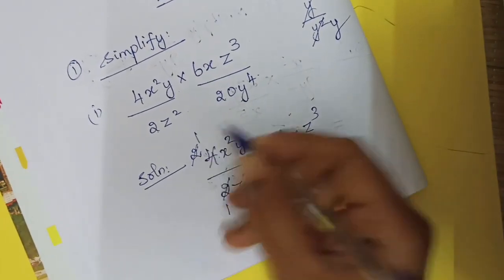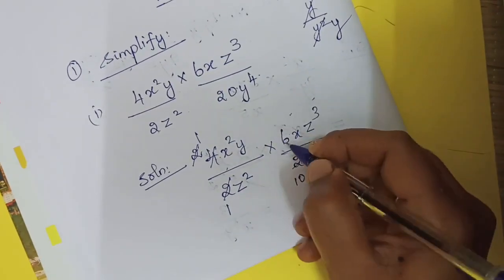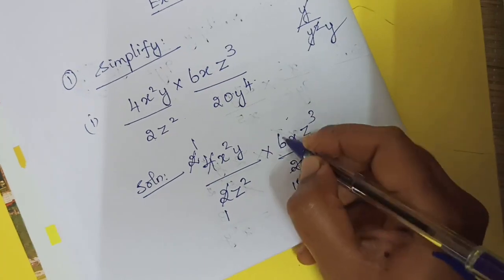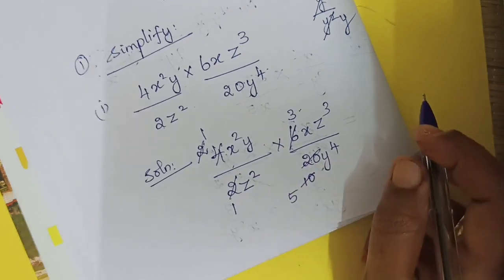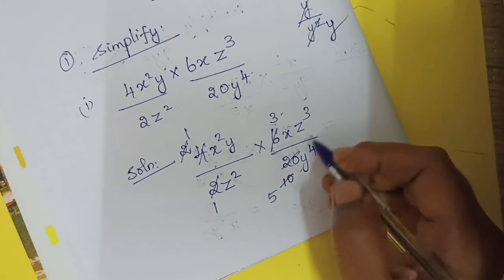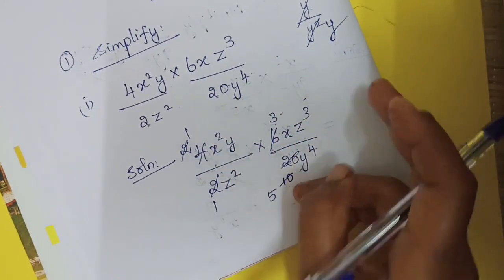So here 1 2 is 2, 10 2s are 20. And again 6 and 10, which table will it come in? Second table. So 3 2s are 6, 5 2s are 10. I think that's all. Okay, let's move to the variable. Here x square, here x, but both in the numerator.